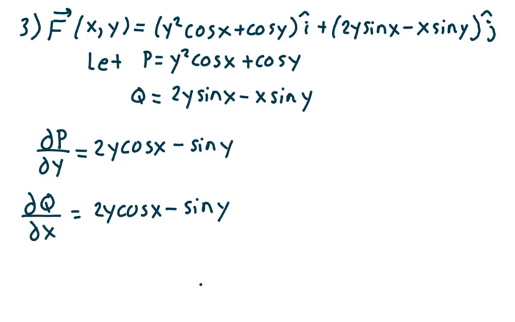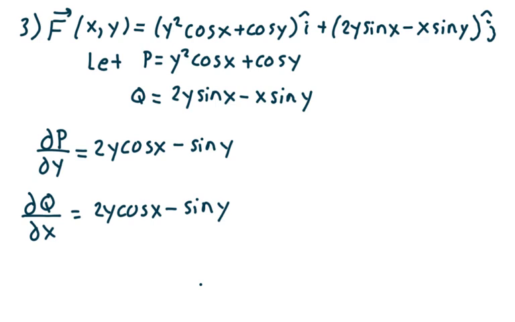Suppose capital F of xy is equal to y squared cosine of x plus cosine of y i plus 2y sine of x minus x sine y j. Let P equal y squared cosine x plus cosine y. Let Q equal 2y sine of x minus x sine of y.